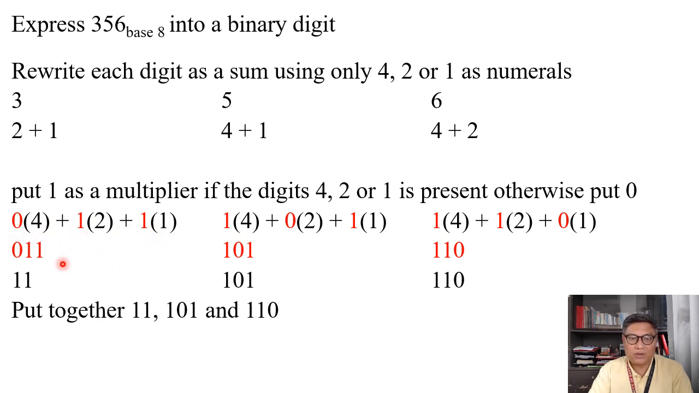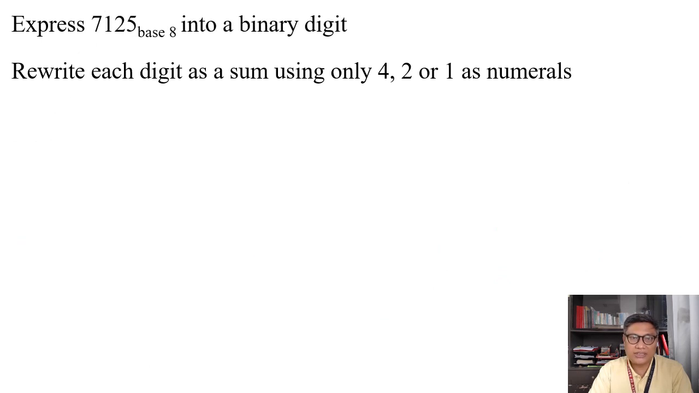So here we have 0, 1, 1, 1, 0, 1, then 1, 1, 0. But because here, class, we have 0 as the first digit from the left, then we just remove them. Then put together these three separated digits as one digit, and that will be our answer. So therefore, 356 base 8 is equivalent to 11010 base 2.